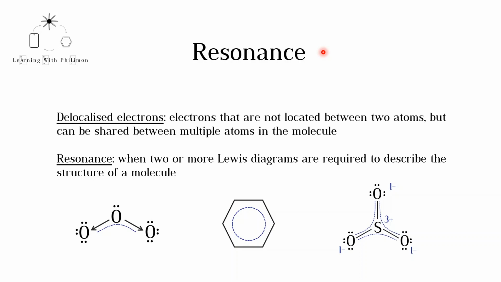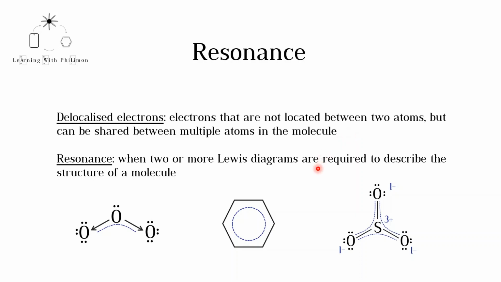In this video, we will be looking at resonance structures, the role of delocalized electrons, and how to determine bond order. Let's start with the definitions, and then we will look at various examples to make the concepts clearer. Delocalized electrons are electrons that are not located between two atoms, but can be shared between multiple atoms in the molecule. This means that they do not have a particular fixed location in the molecule.